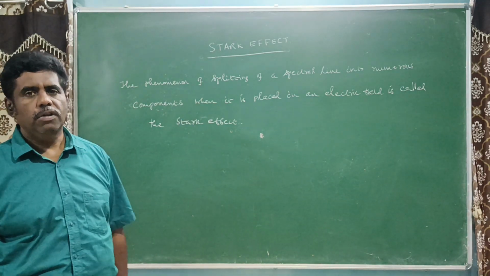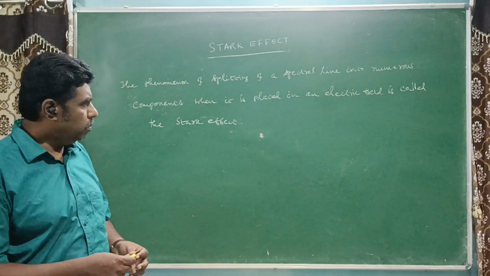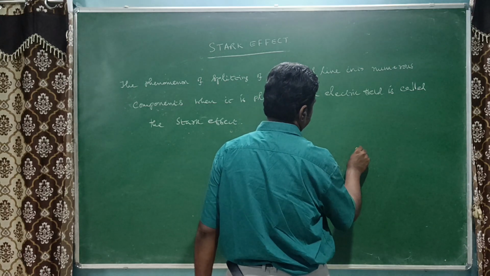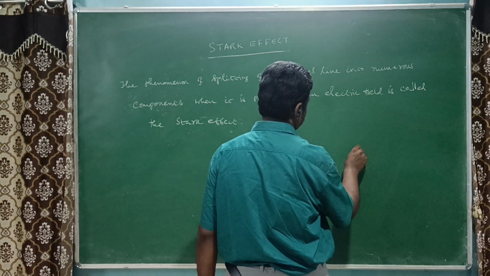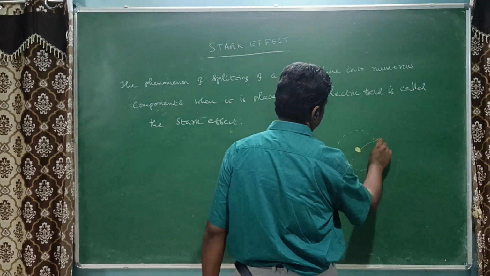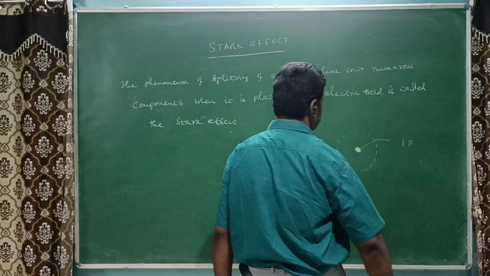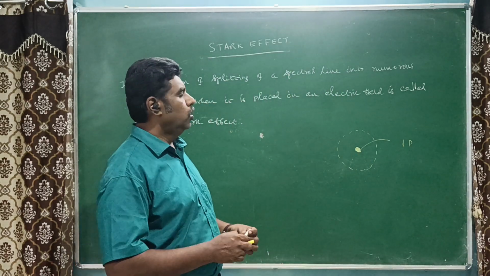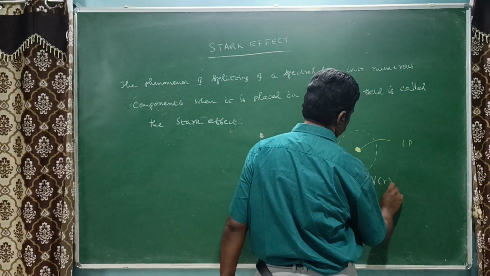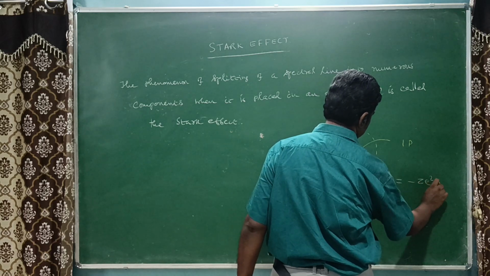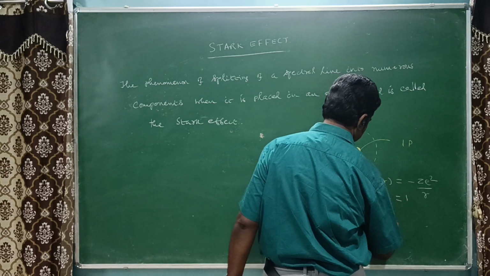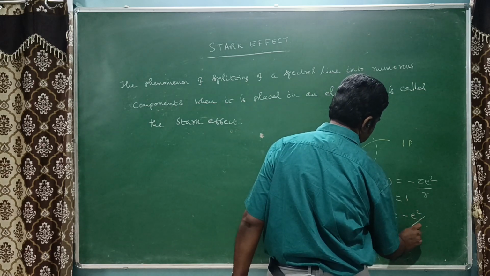If you think about a hydrogen atom, it contains a positively charged nucleus and an orbiting electron. Inside the nucleus one proton is present, it has no neutrons. The potential energy of the hydrogen atom is V of r equal to minus Z e square by r. Here Z equal to 1. So V of r equal to minus e square by r.